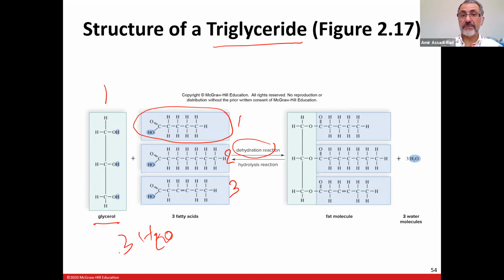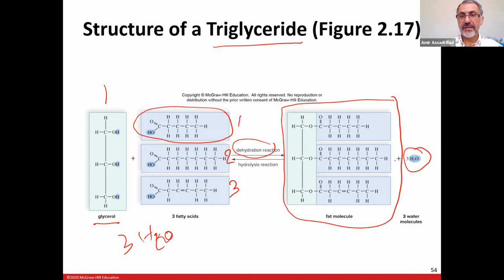And then if you want to break this molecule, your cells of your body will do this for you. If you want to break it, you need 3 molecules of water, which is called hydrolysis. So this is fatty acid number 1, fatty acid number 2, fatty acid number 3, and of course, this is 1 glycerol, which has 3 carbons. Okay, so let's move on.